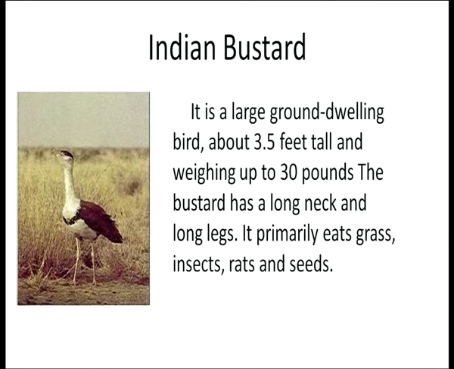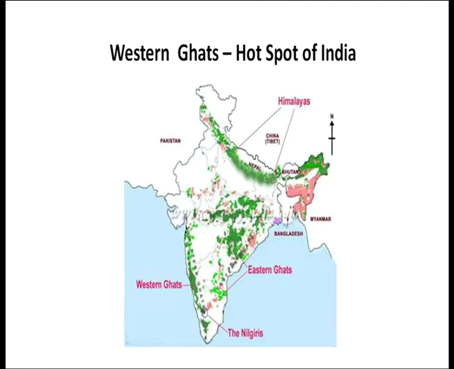In the grassland. Now, important ecosystems of India, which are also known as the hotspots of India, are the Western and Eastern Ghats. As you can see in this map, the Western Ghats are towards the west of India and the Eastern Ghats are in a discontinuous belt towards the east of India.